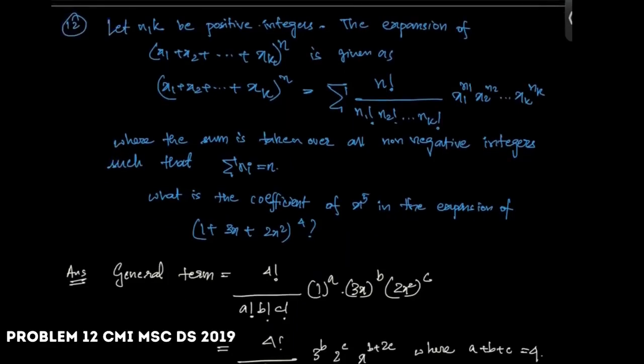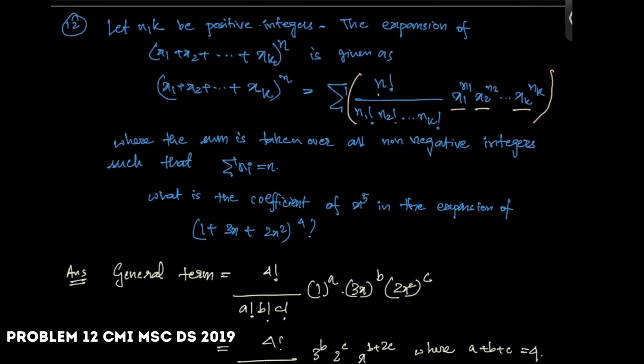So we move to the problem for today. That is basically this. We have two positive integers, n and k. The expansion of (x1 plus x2 plus all the way up to plus xk) whole to the power n is given as a summation of these terms. These are the general terms of this expression, what we call a multinomial: n factorial divided by n1 factorial times n2 factorial up to nk factorial, multiplied with x1 to the power n1, x2 to the power n2, up to xk to the power nk.